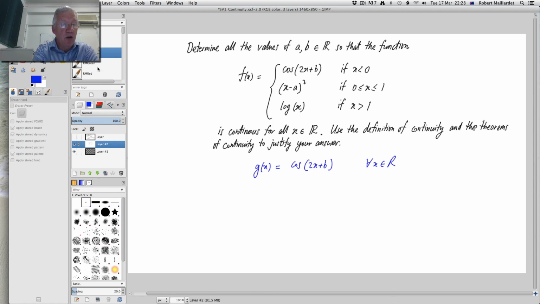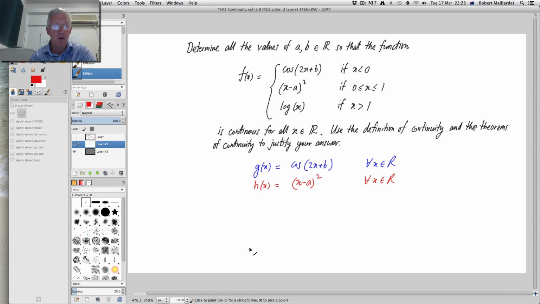Okay, and I can also consider this parabola. This parabola is perfectly well defined, so let's call that h of x. That's x minus a squared, and it can have those values over the whole of the line. And the log function is the final one here. Let's call that k of x is log x. I can't take the log of a negative number, so I can't have the full range here, but that's certainly defined for all values of x greater than 0.